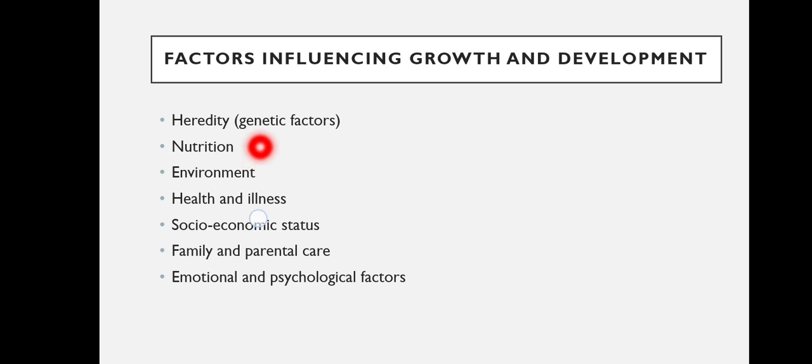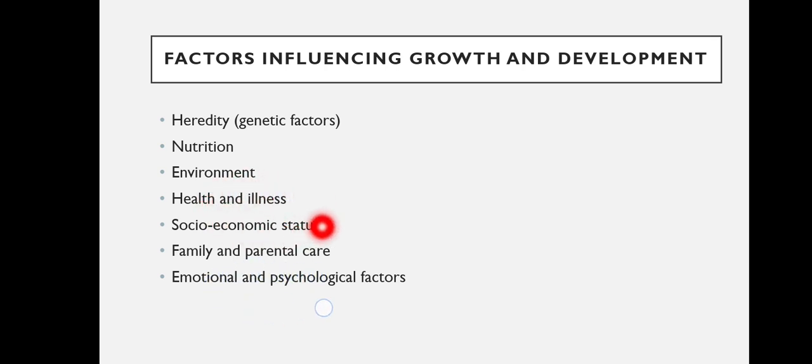Nutrition: the kind of food you give to the child determines their growth and development. Okay? Environment. If the environment is supportive enough, let's say the environment is free from diseases, free from other conditions, the child is not contaminated with food, that is a supportive environment. Health and illness. If the child is coping well, is not usually ill for a long period of time. If illness compromises health, the child is more likely not to grow well.